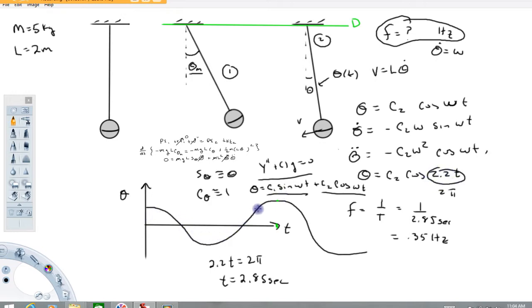I always graph it then. I like to look at things graphically, and you look at one cycle. You know that once you go through one cycle, this term has to be equal to 2 pi. That's how you get your period. And then 1 over your period is the frequency.